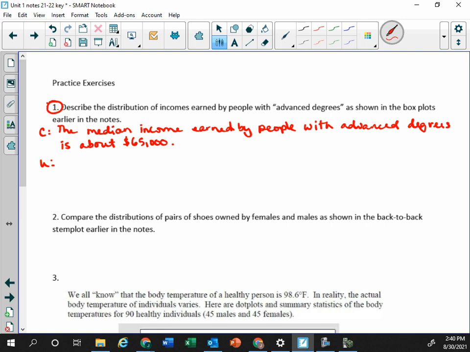So I would say there appears to be at least one outlier on the right. And I'm trying to squeeze this in here, so if you can't read what I'm writing, please let me know if you need me to repeat any of that.